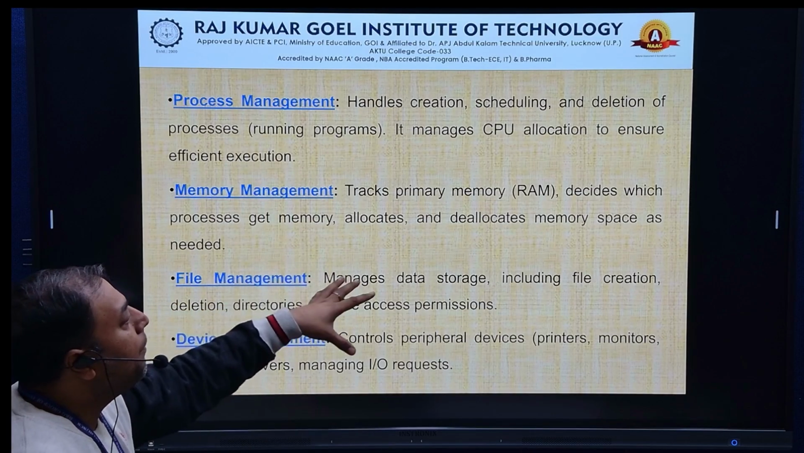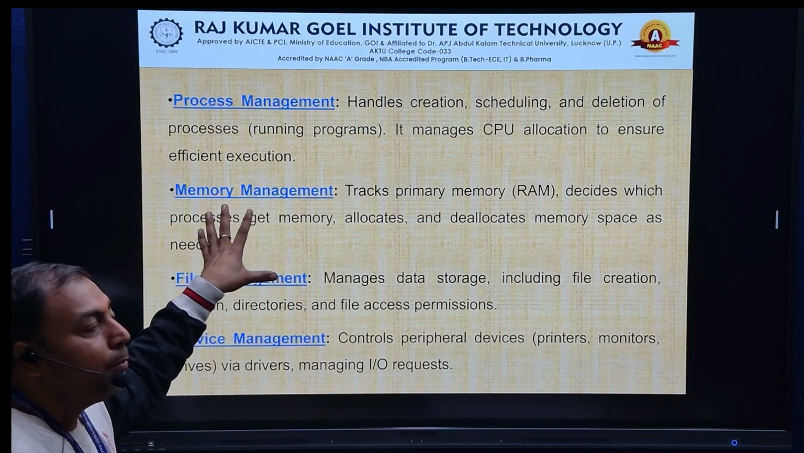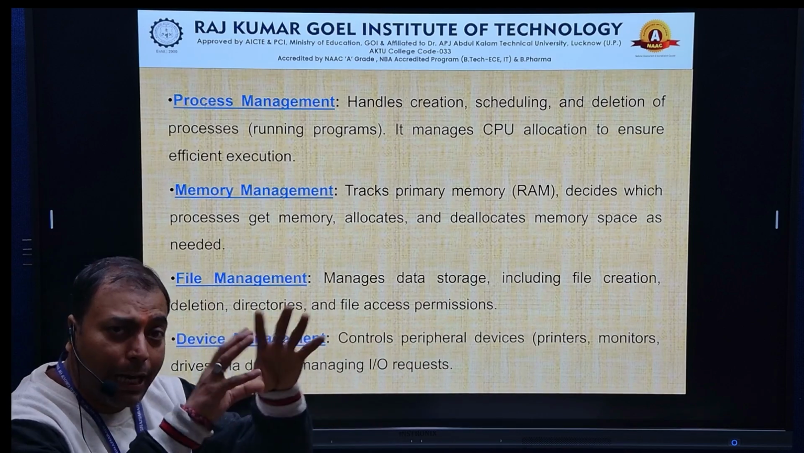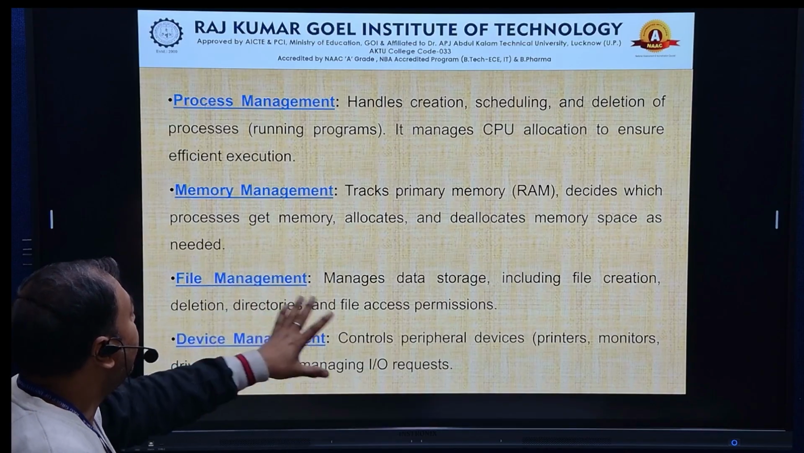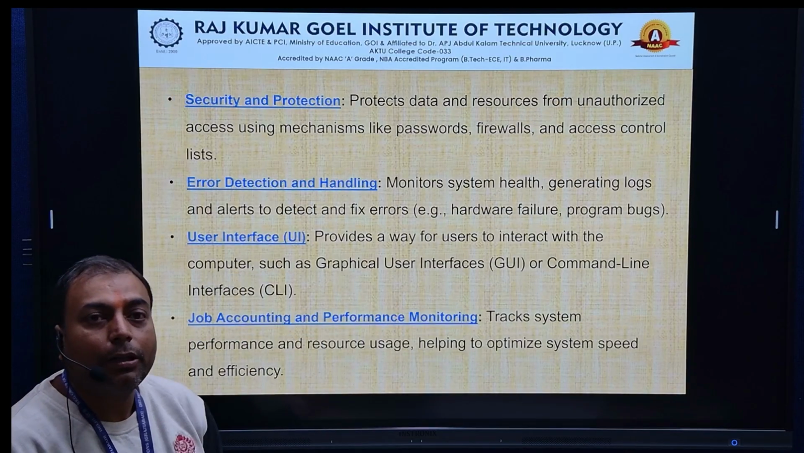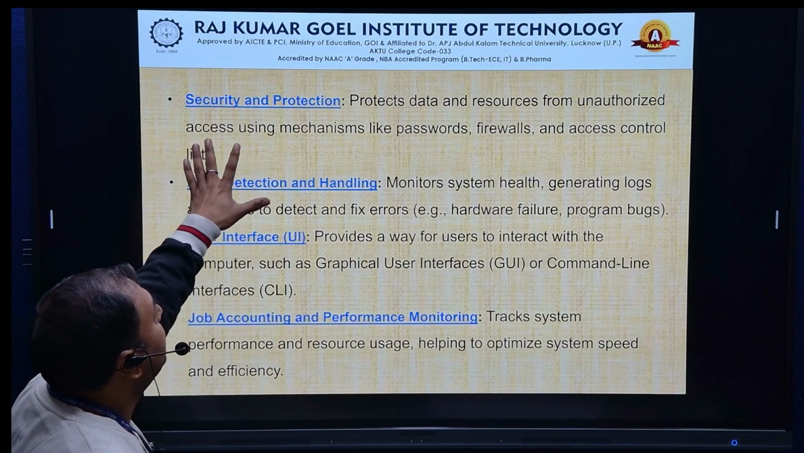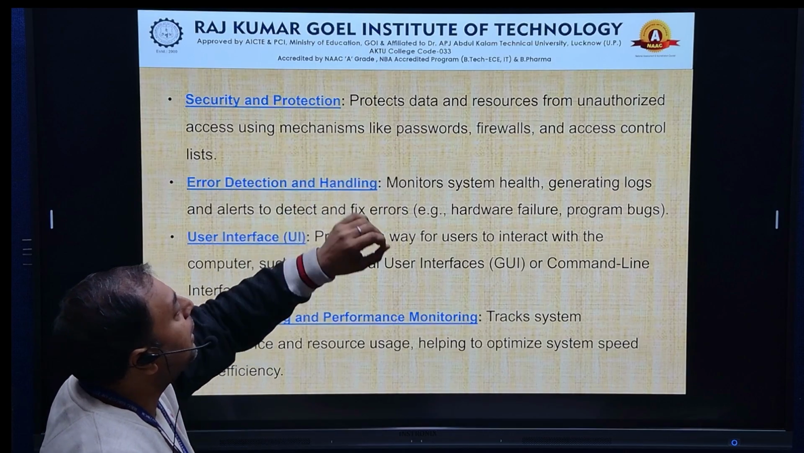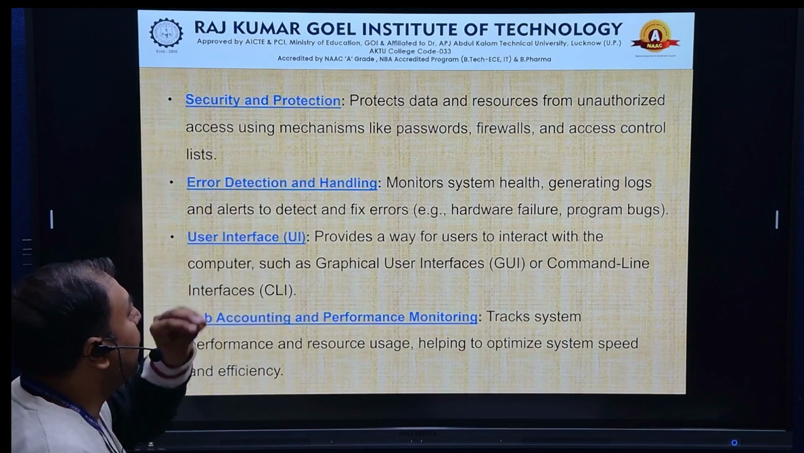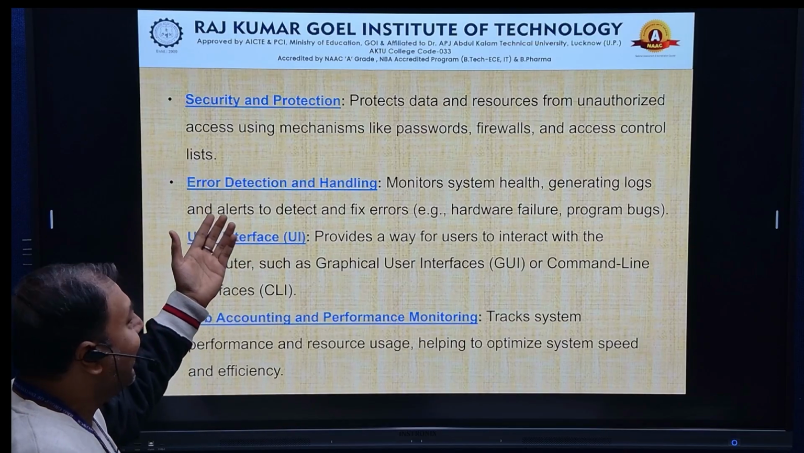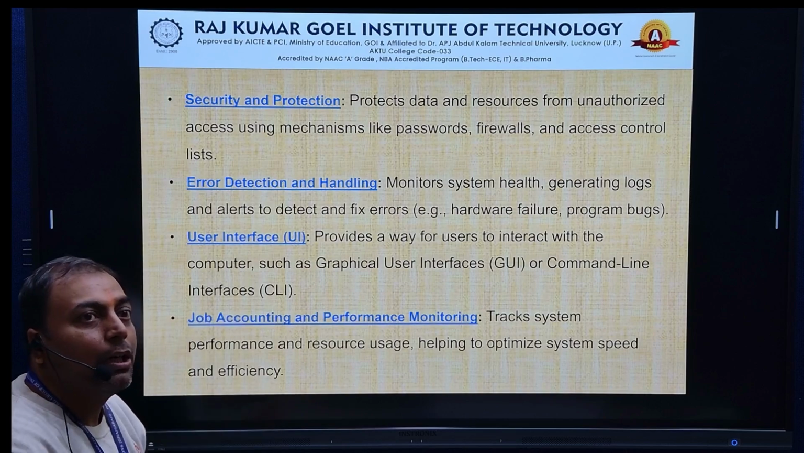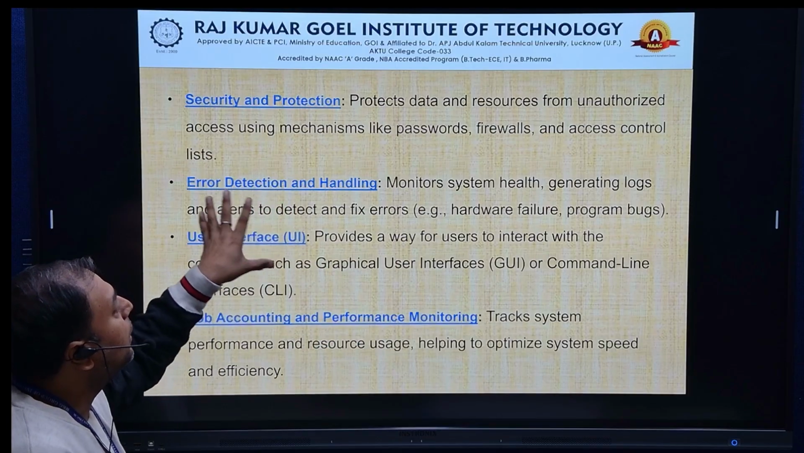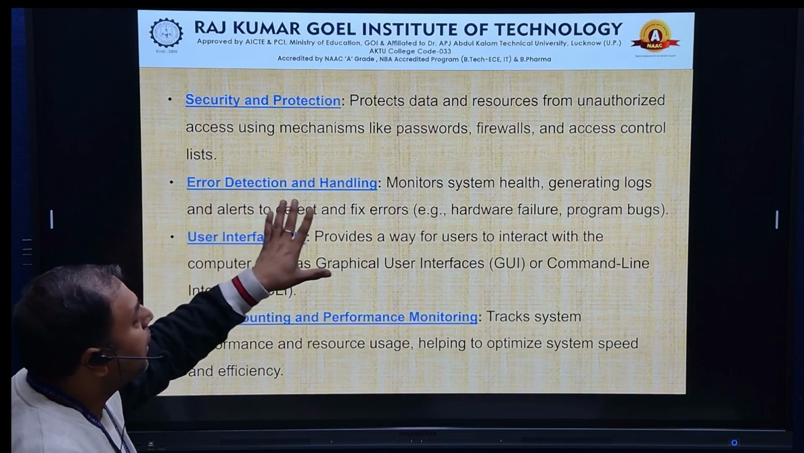All memory, RAM and ROM, and all data will be managed by memory management. All types of files, including creation, deletion, directories, files kept in the devices, are handled by file management. All device management, such as printer, plotter, keyboard, mouse, is also handled by device management. Security and protection covers your internet, firewall, switches, passwords, all access controls. Any error found in sharing data over the network, any hardware failure, any program failure will be detected by the OS functions like error detection and handling.